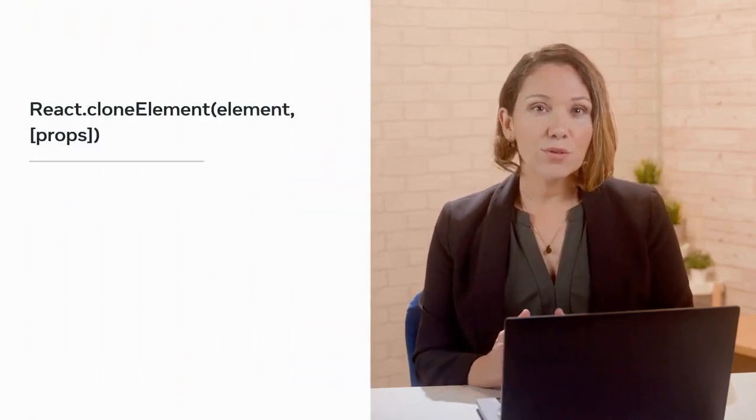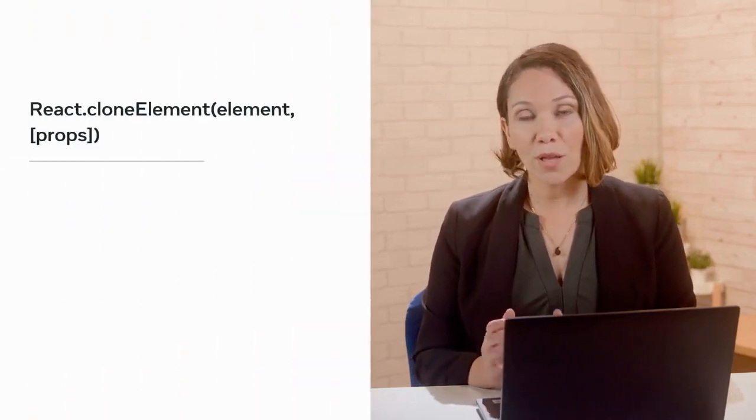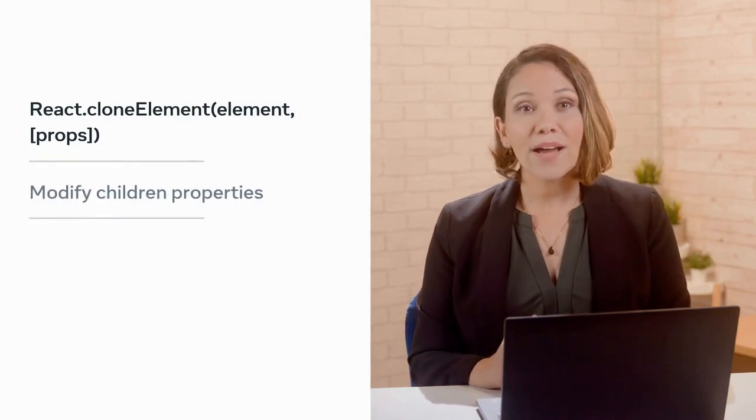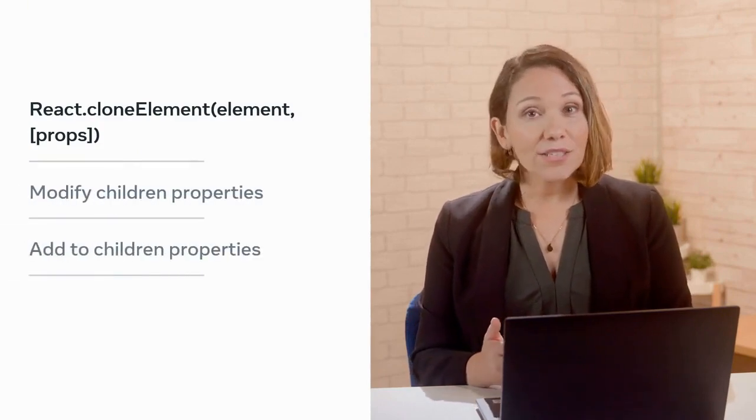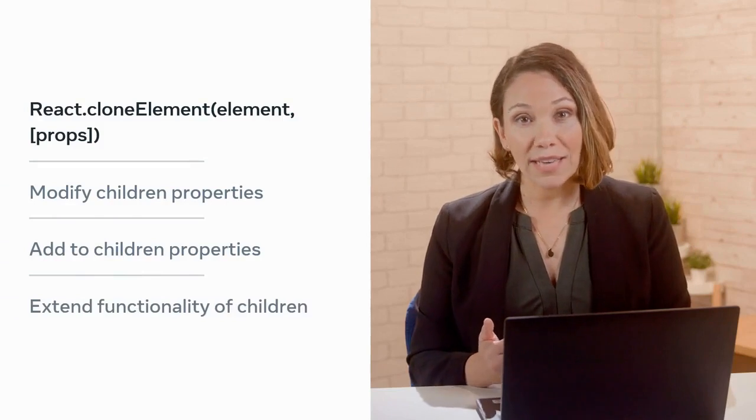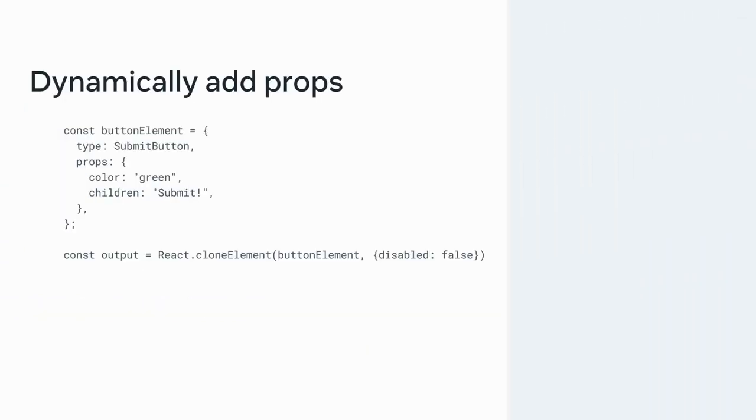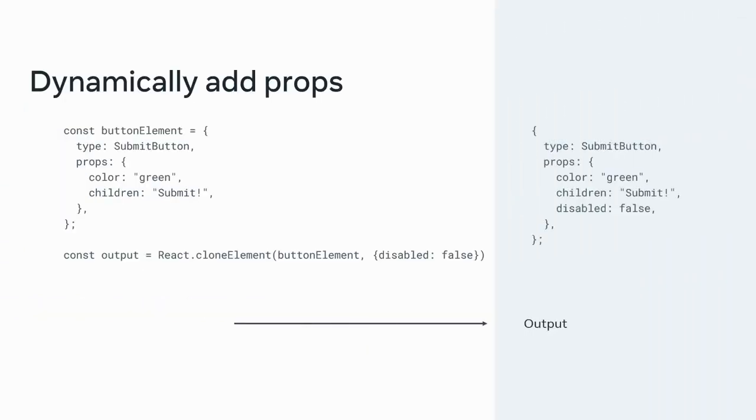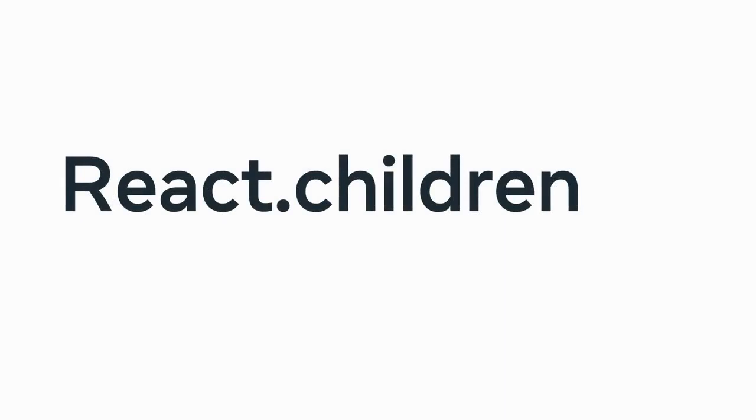This API is useful to allow a parent to perform the following operations: modify children properties, add to children properties and extend the functionality of children components. For example, you could add another prop dynamically to the submit button element illustrated before. Another important top-level API useful for children manipulation is React.Children, which provides utilities for dealing with the props.children data structure. The most important method is the map function.